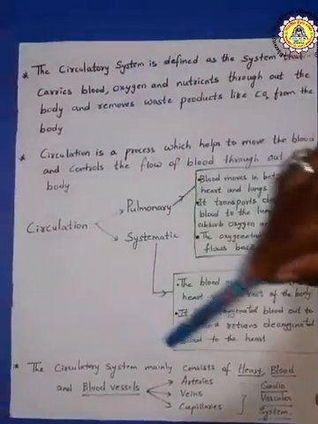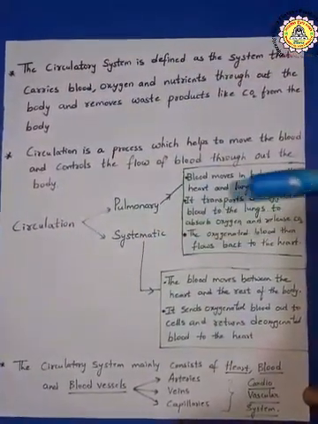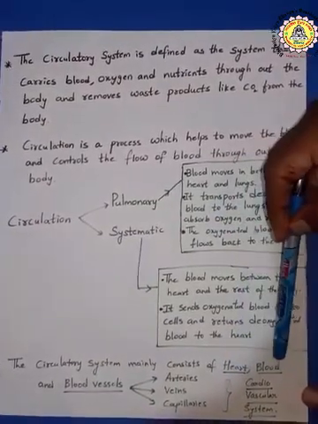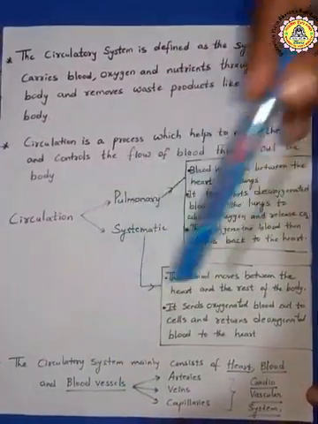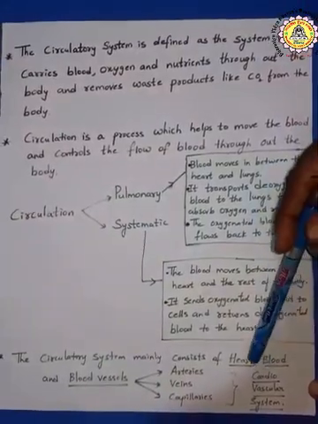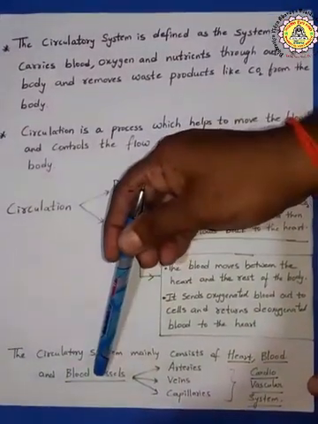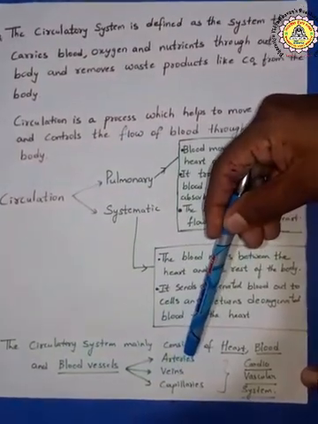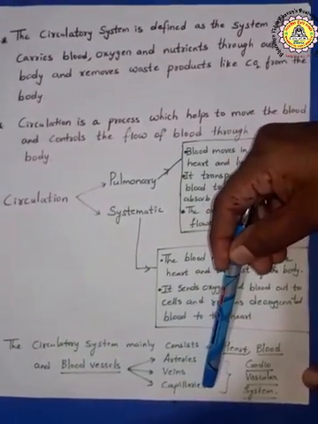Now, what are the main parts of the circulatory system? Heart, blood and blood vessels. And these blood vessels are again of three types: arteries, veins and capillaries.